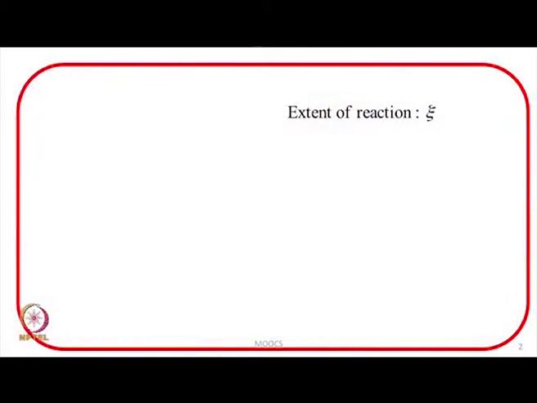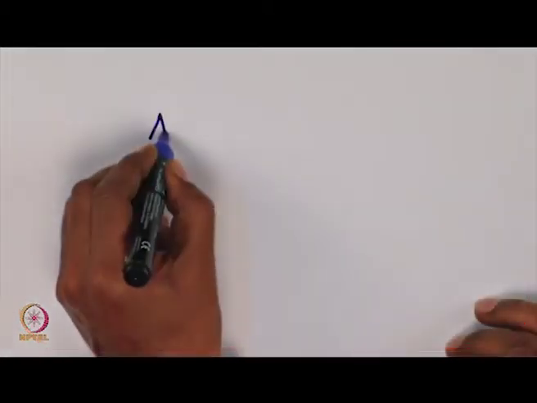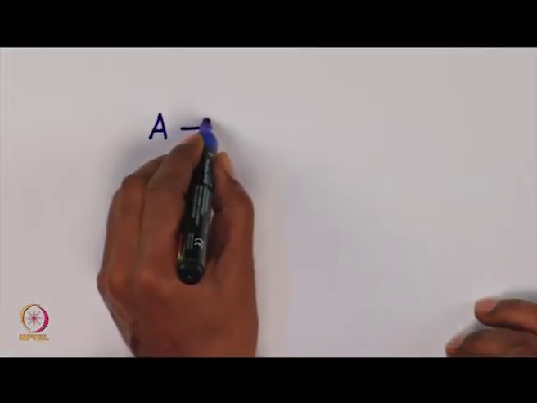So, let us start discussing about the chemical equilibrium. In chemical equilibrium, we will talk about the processes. Let us start with a process A going towards B.